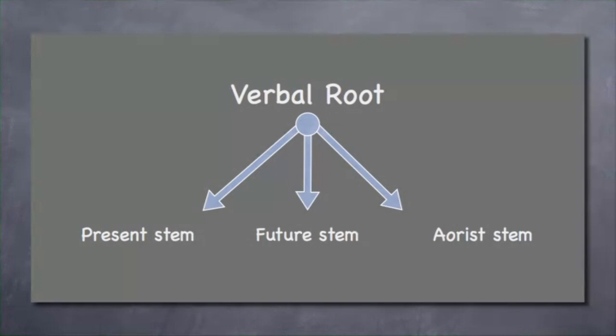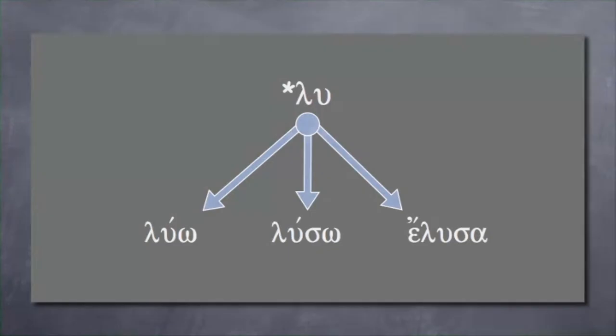The future is not formed from the present. The aorist is not formed from the present. All tense stems are formed from their verbal root. That's why knowing the verbal root is so important. And so if you see a word like luo, you learn the root is lu. It goes into the present as luo, goes into the future as luso. It's going to go into the aorist as elusa.